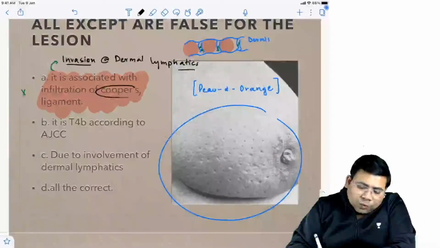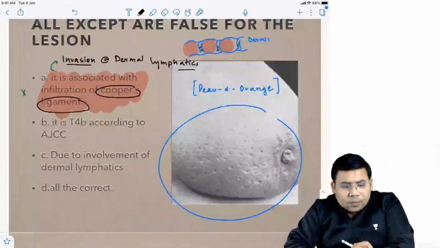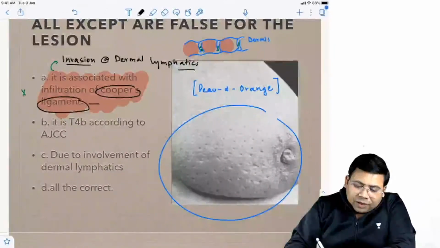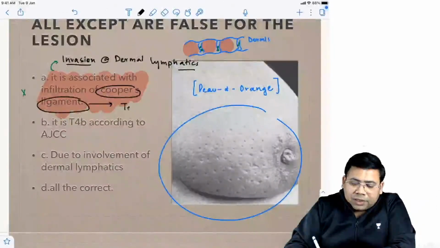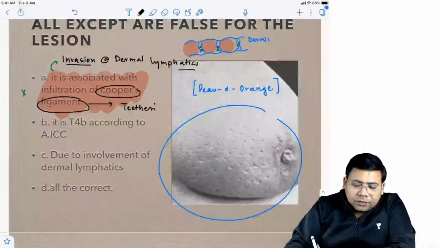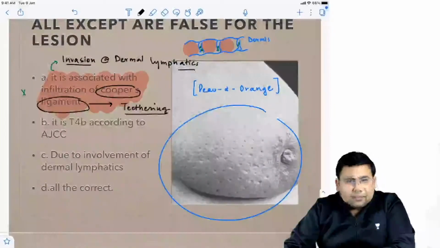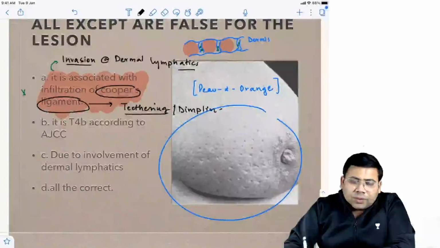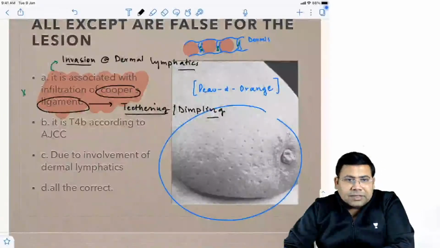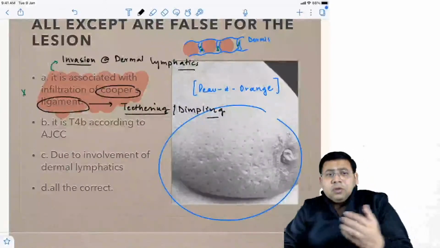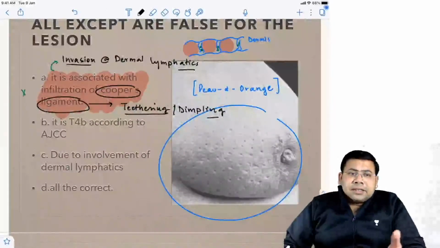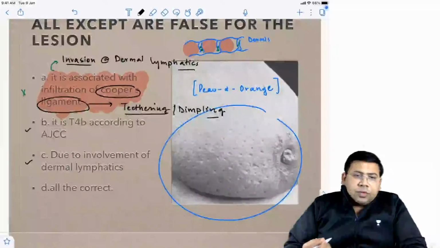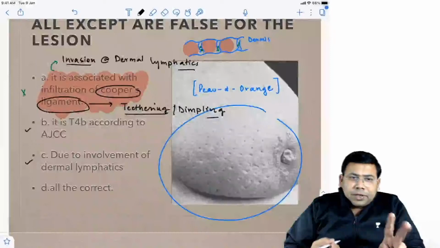What will happen, students, if the Cooper's ligaments are infiltrated? Infiltration of the Cooper's ligament will lead to tethering, or you can say dimpling. This is due to the Cooper's ligament invasion. Are you getting this? Yes, according to AJCC, this is T4B. This is absolutely right, and this is due to invasion of dermal lymphatics. So option A is wrong.